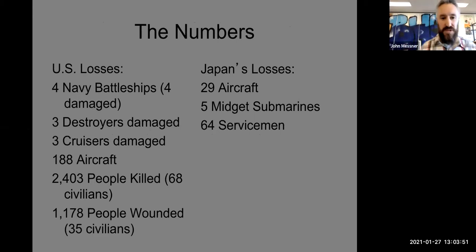So here are the numbers. The Navy's going to lose 4 Navy battleships and 4 are severely damaged. We're able to repair them and use them. 3 destroyers damaged, 3 cruisers damaged, 188 aircraft, 2,400 people killed, another 1,100 people wounded. You also see civilians there. The Japanese attacked a hospital in Pearl Harbor, and the civilians that were killed were mainly those that were at that hospital, which is tremendous brutality.